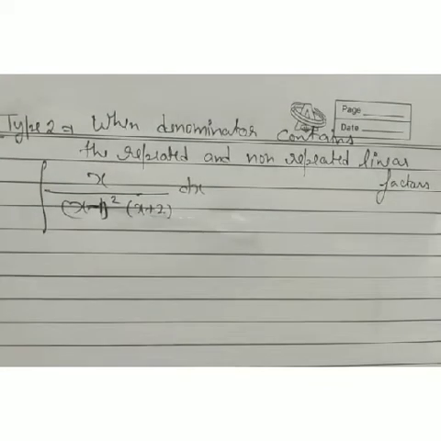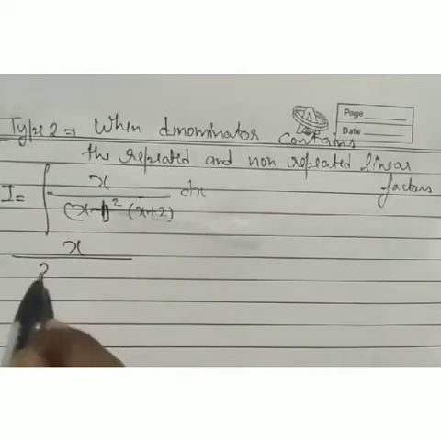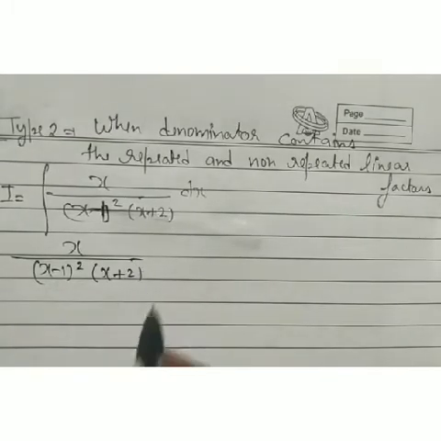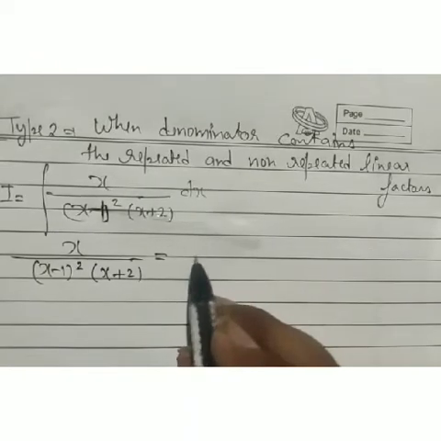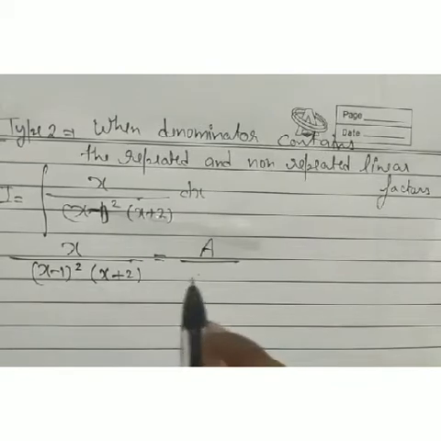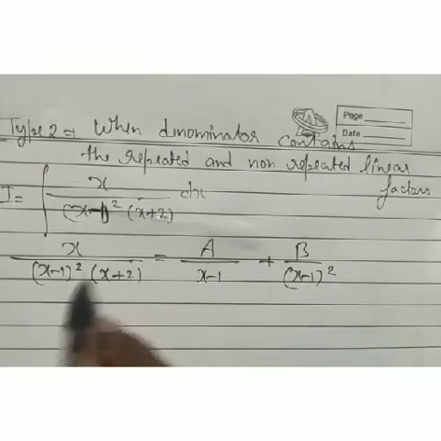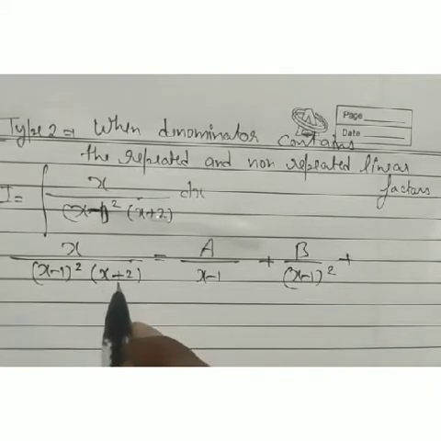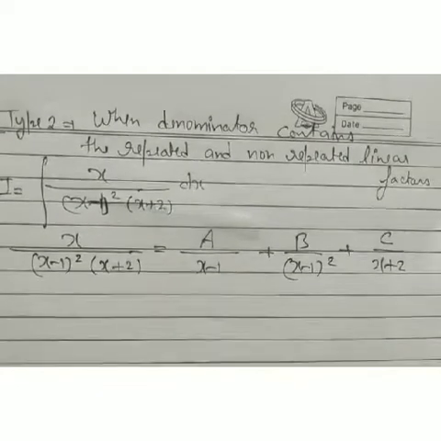Now look, just suppose we take x upon x minus 1 whole square and x plus 2. Then what is our form there? We write down A upon x minus 1 plus B upon x minus 1 whole square. If there is a cube, then we have plus C upon x minus 1 cube, but it's enough. Now there is a third root x plus 2, take C upon x plus 2. Now we have to find out the values of A, B and C there.